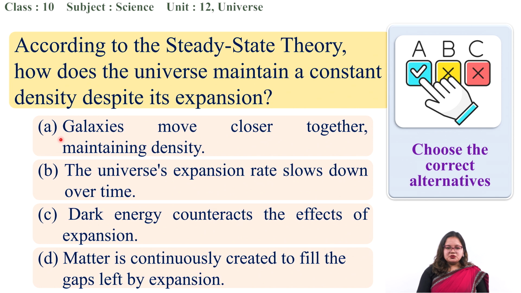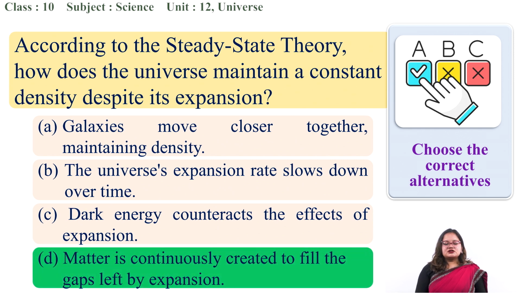Let's see. Option A, galaxies move closer together, maintaining density. Option B, the universe's expansion rate slows down over time. Option C, dark energy counteracts the effects of expansion. Option D, matter is continuously created to fill the gaps left by expansion. So, according to what we studied about steady state theory, the correct option is option D. Matter is continuously created to fill the gaps left by expansion. So this was according to steady state theory.